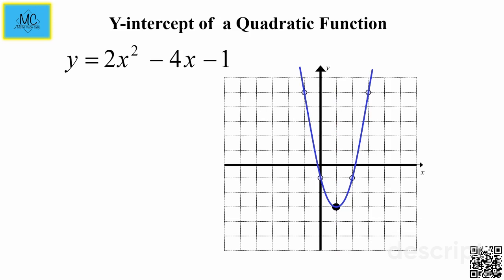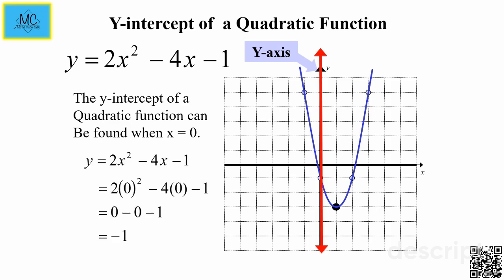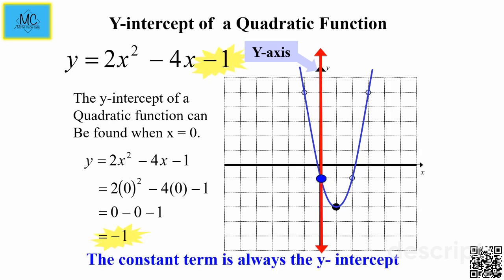Now, if I have to find the y-intercept of the quadratic function, how is it going to work? This is my y-intercept. Always remember that if any time a question is asking you, the y-intercept in a quadratic function can be found when x is equal to 0. So here is the equation given, and this is how you can find the value of your y-intercept. This is my point of intercept, which is minus 1. And it is always the constant term that will be shown as the y-intercept.